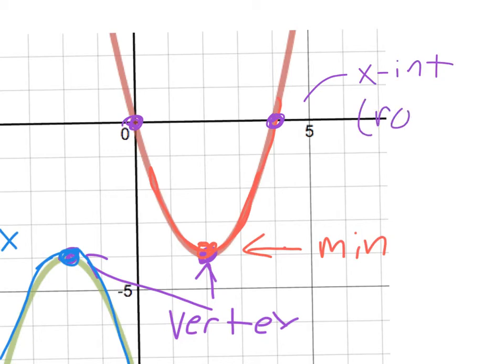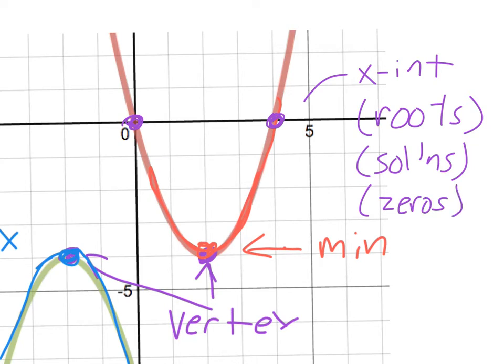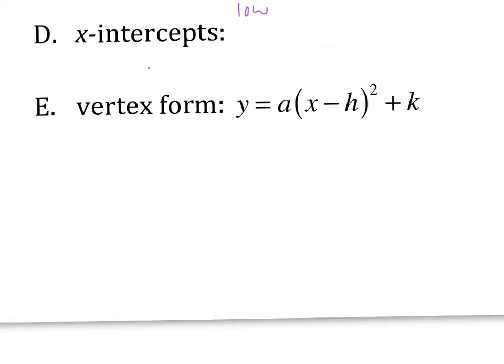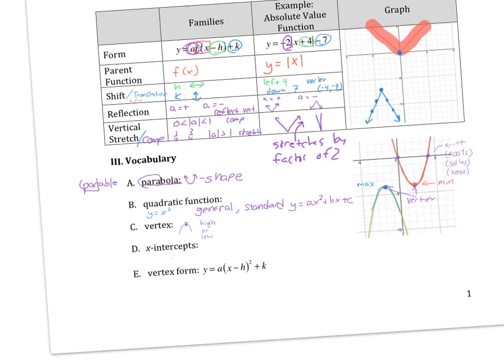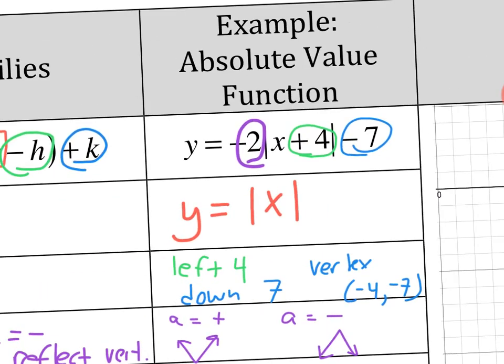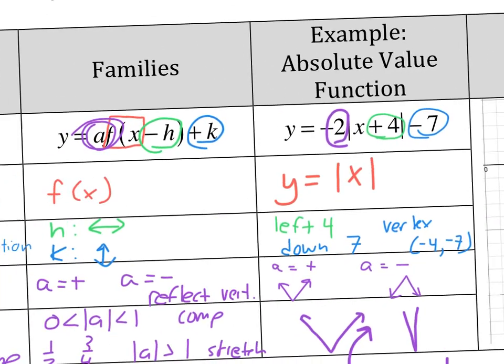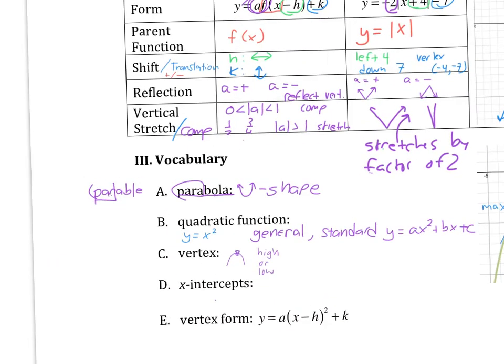Just by way of a preview, they're also called roots. They're also called solutions. And they're also called zeros. All right, and the last thing is called vertex form. Hopefully this looks familiar. Why? Because look, it looks almost exactly like this right here. It has your H, your K, and your A.